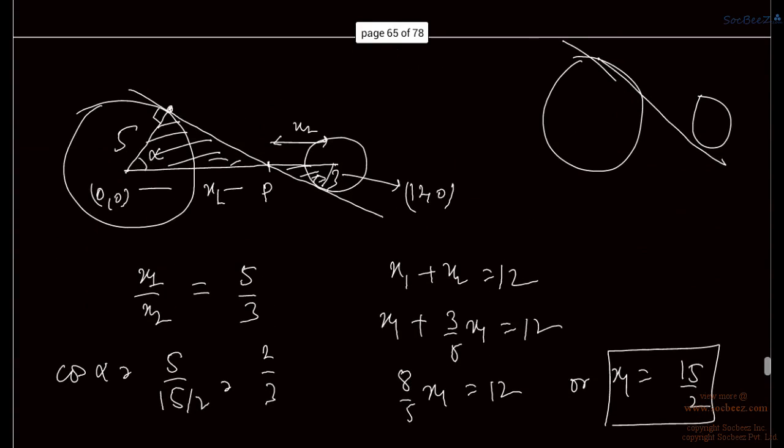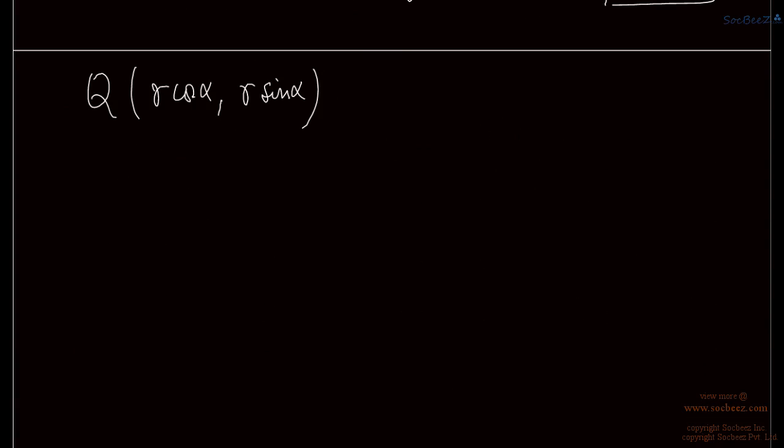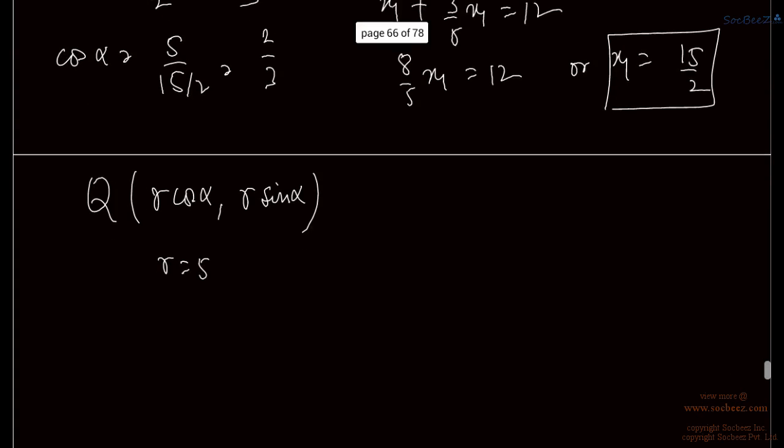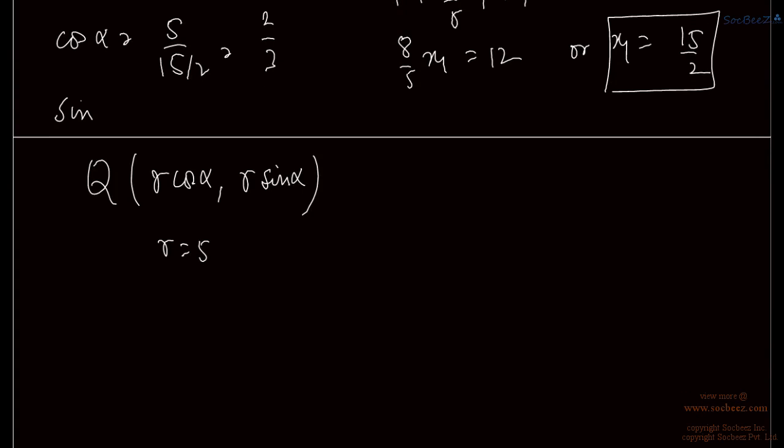So now we can find the point of contact. Say this is a point of contact, let us name this as Q. Q is the point of contact now. So we can find Q as R cos alpha, R sin alpha, where R is equal to 5, and cos alpha we have already found out, 2 by 3.